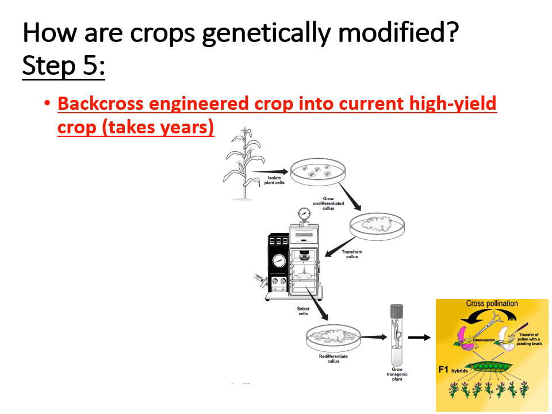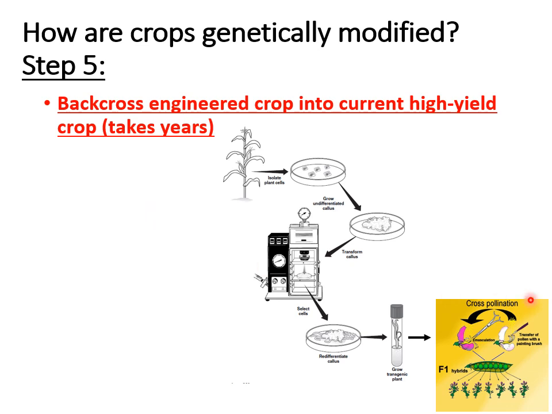Keep in mind this can take years because when you are crossing two organisms, a mother and a father organism, you're only getting 50% of that high yield parent. The other 50% is the genetically modified one. So basically you want to breed your new genetically modified crop into the currently existing crop so that you get the best outcome of the crop.